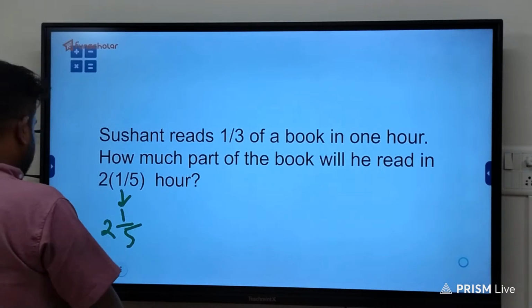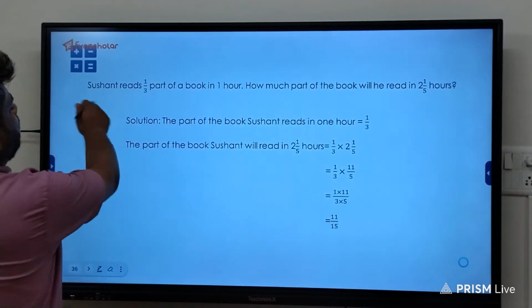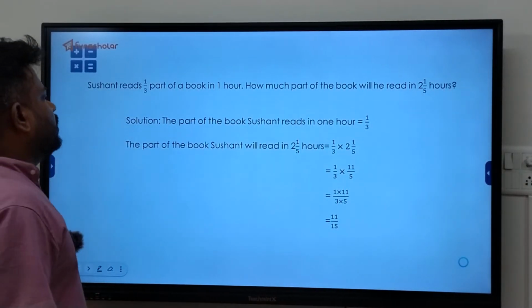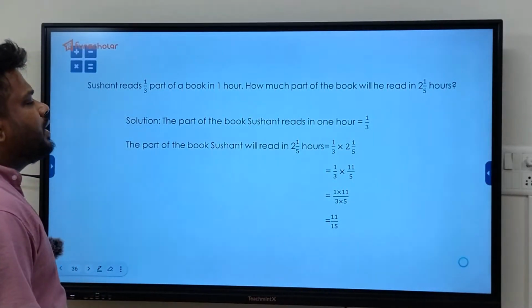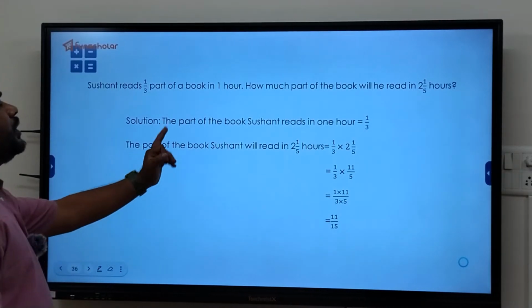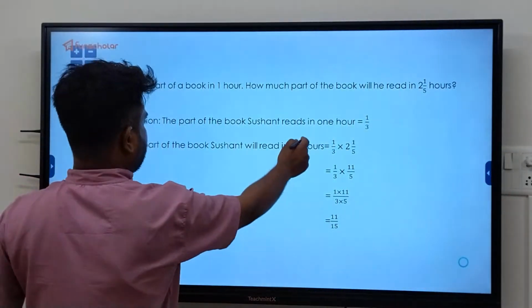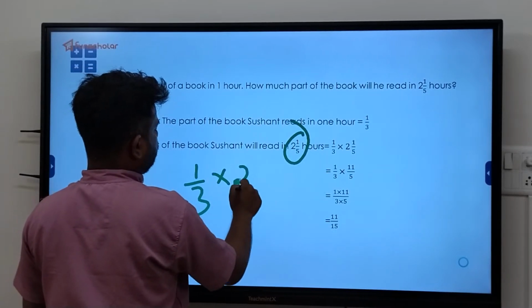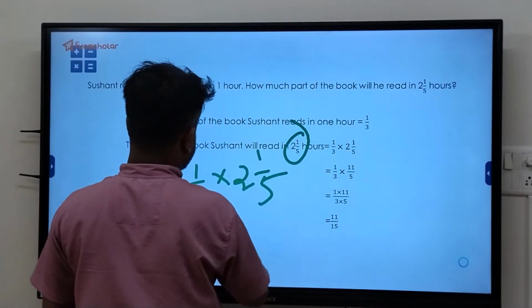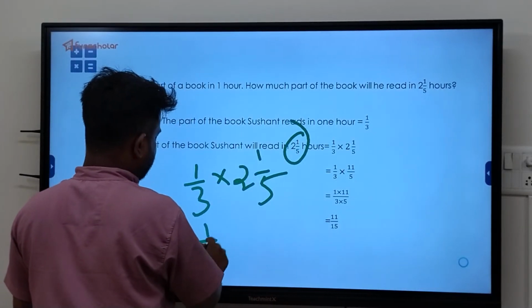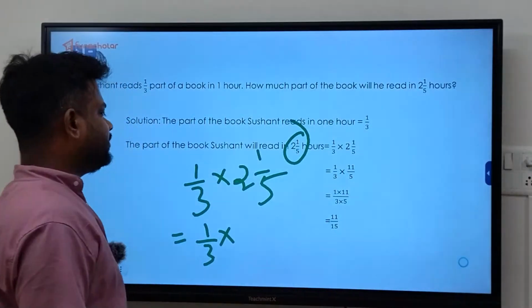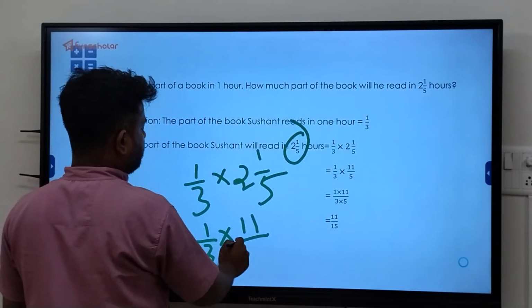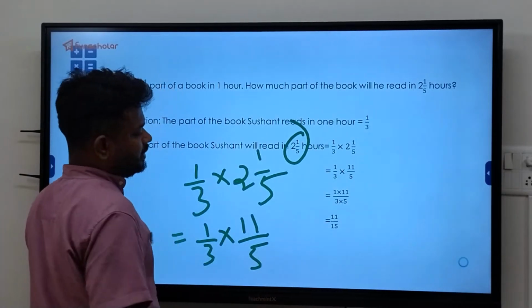1/3 in 1 hour. How much in 2 1/5 hours? The part of the book Sushant reads in 1 hour is 1/3. The part of the book Sushant will read in this time will be 1/3 into 2 1/5. We can simply make this mixed fraction an improper fraction. It will be 11/5, and then we can multiply just like this.